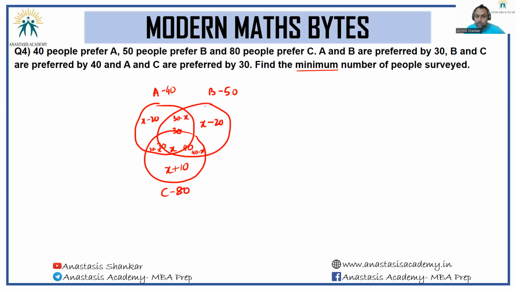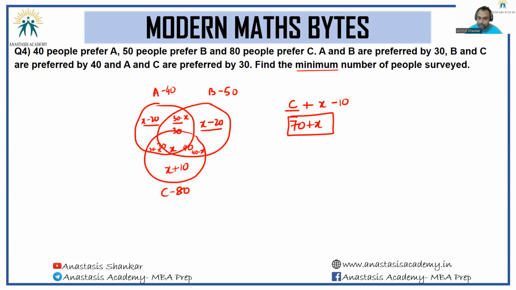Now, the total count of people would be the set C entirely plus these three regions. So X, X minus X, so you will have X extra and minus 20 plus 30 minus 10. We know 80 people liked C, so 80 minus 10. The final count of people is 70 plus X.